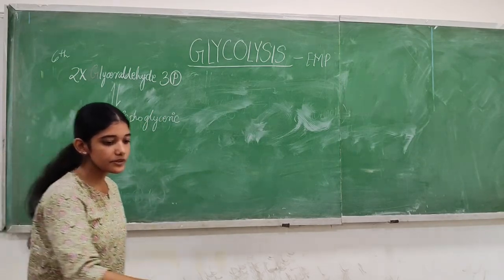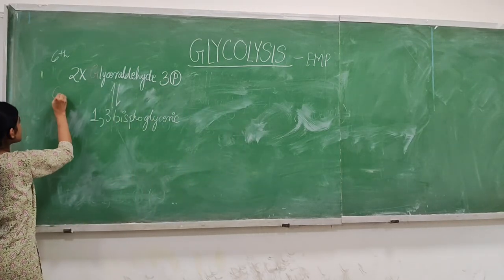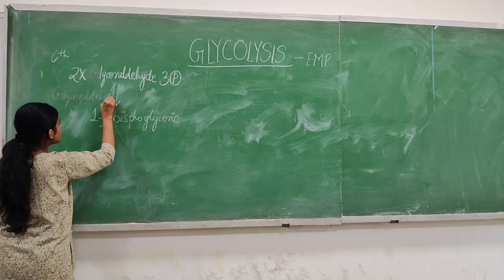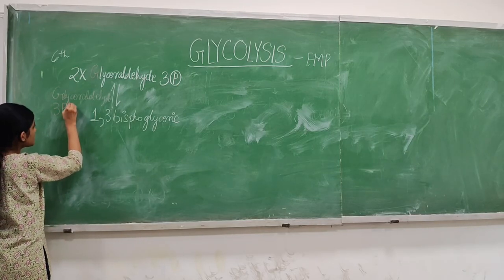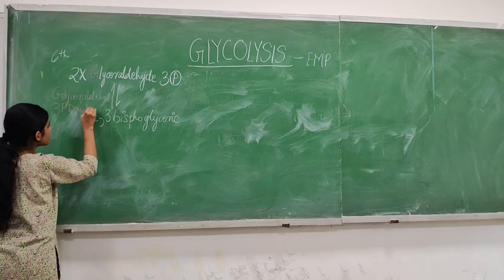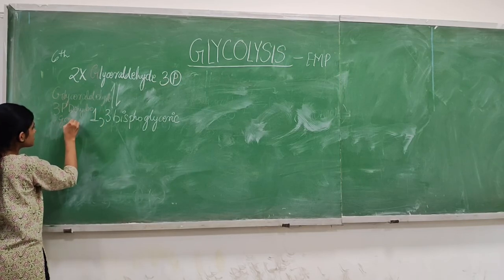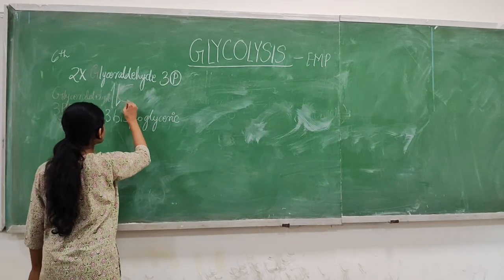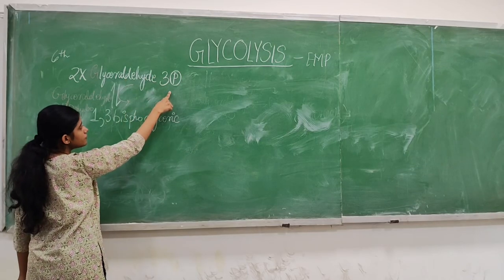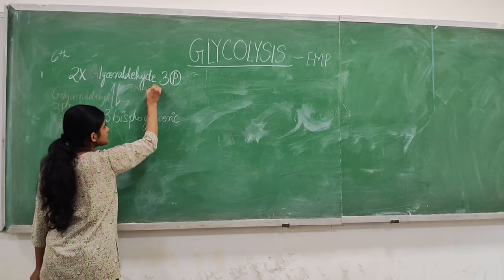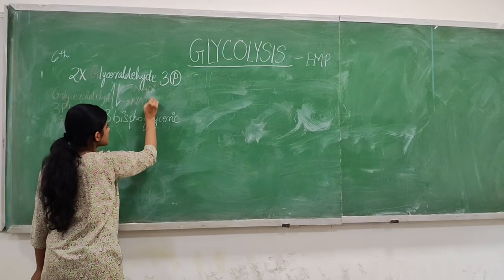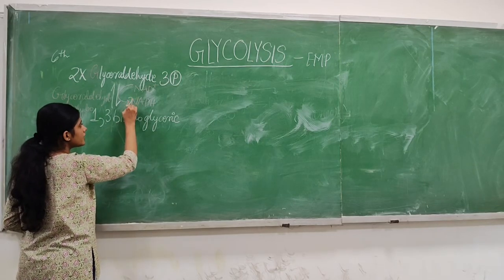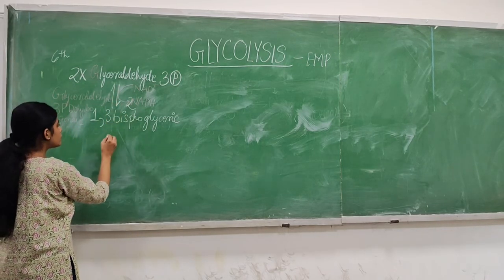This is happening with the help of an enzyme called glyceraldehyde 3-phosphate dehydrogenase. Whenever there is use of the term dehydrogenase, that means hydrogen is removed. So, hydrogen is transferred from glyceraldehyde 3-phosphate to NAD plus to form one molecule of NADH. As we are using two molecules of glyceraldehyde 3-phosphate, two molecules of NADH would be produced. So this is also a reversible step.